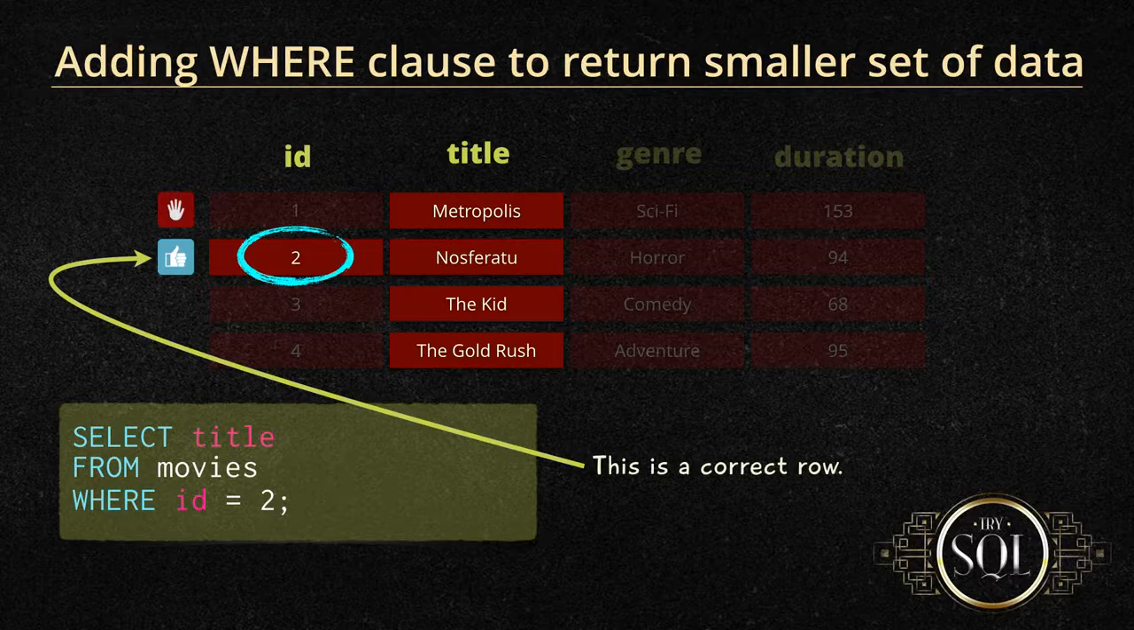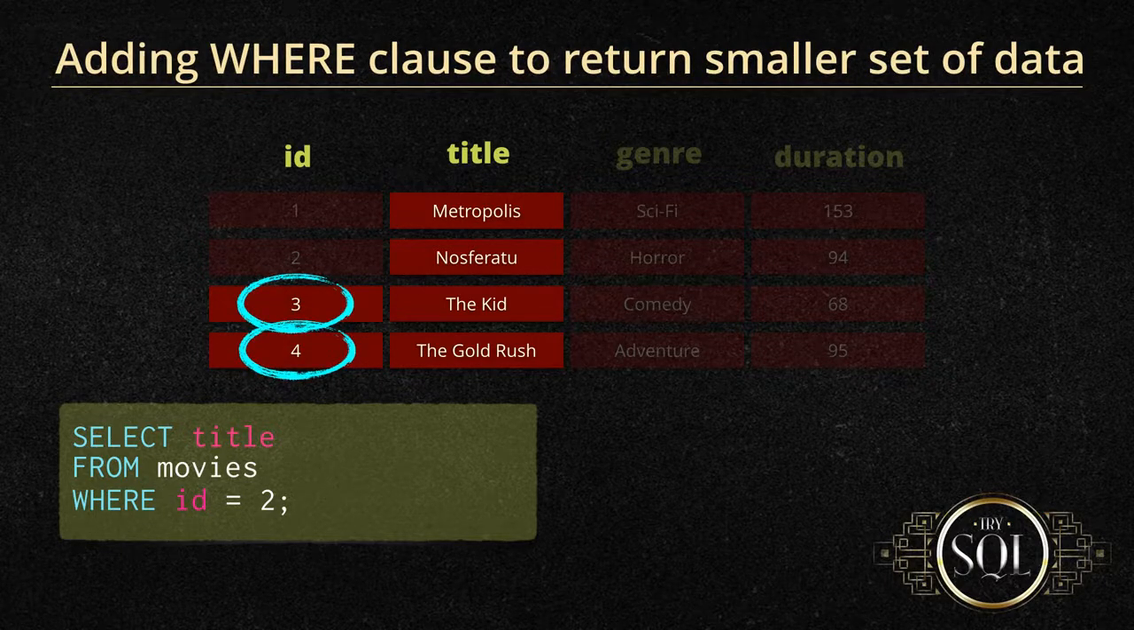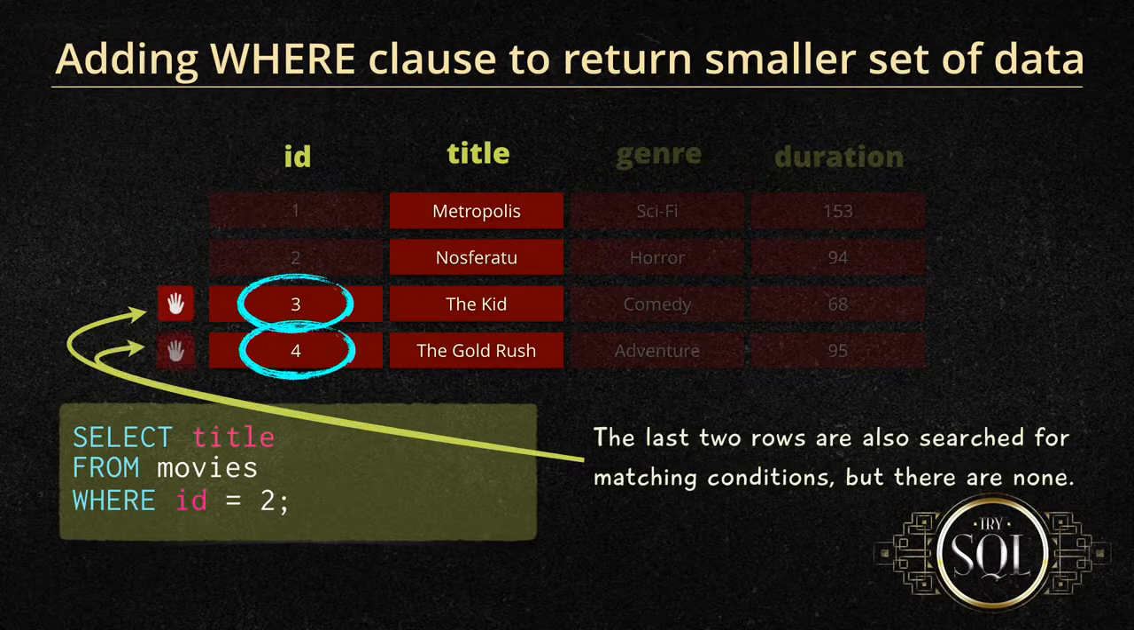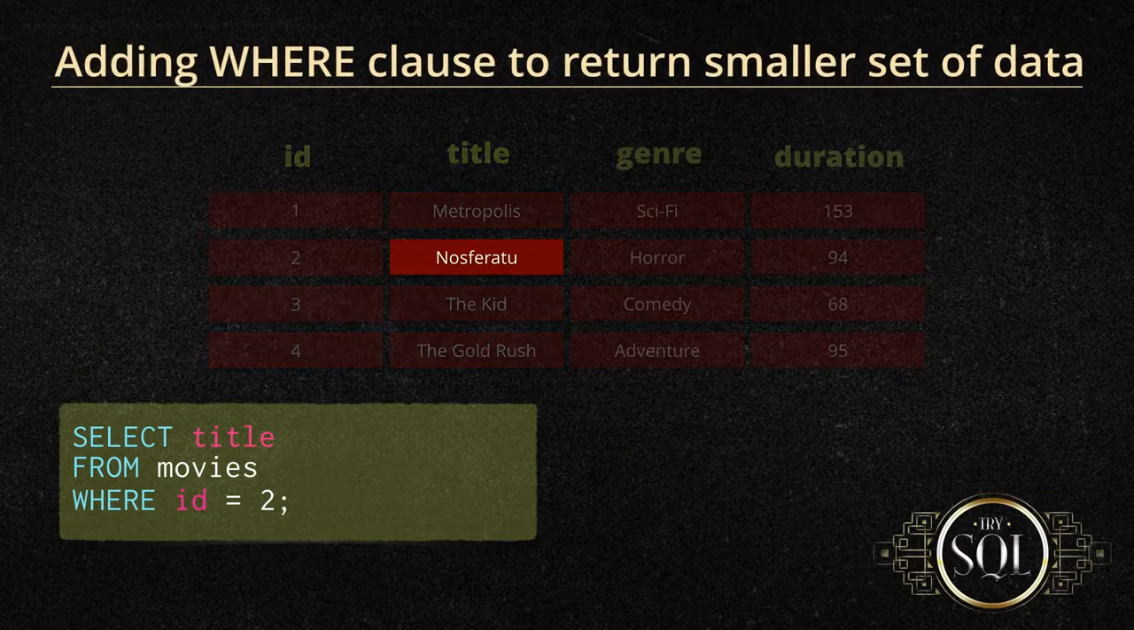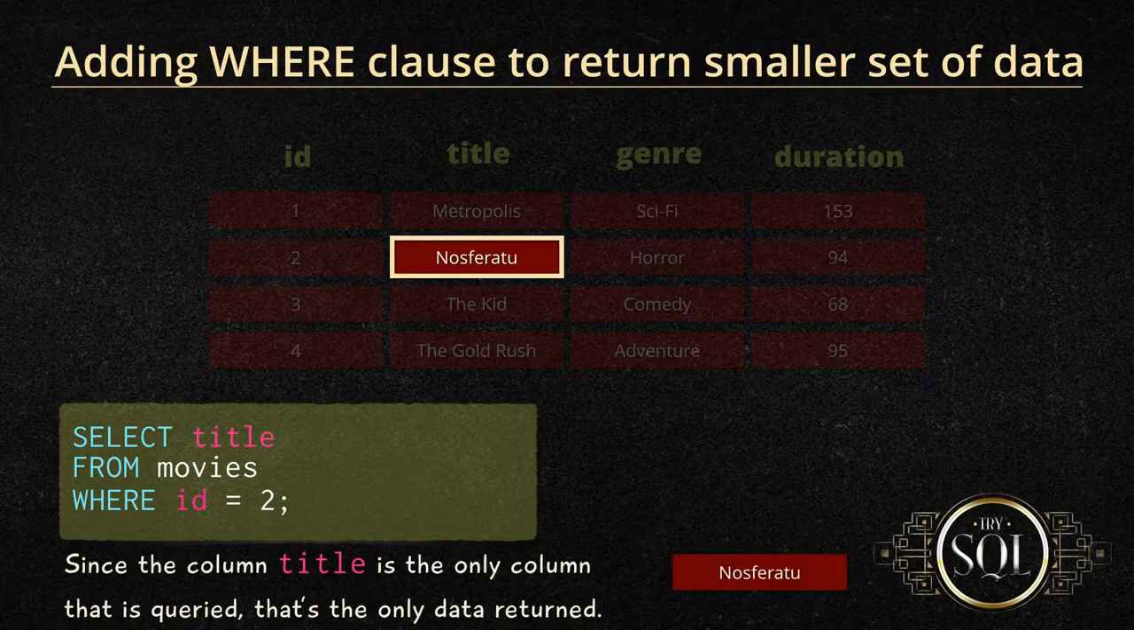If we find a row that meets all the conditions of our where clause, the database will pull that row and get it ready for returning. But it's not done searching yet. So we found one correct row, but the database doesn't know if there are any other rows with that ID. So the last two rows are also searched for matching conditions. Turns out though that there aren't any. So now with the search complete, we find that the cell that contains Nosferatu is the data that we're looking for. And since we are only selecting one column, which is title, then only the data from that column is returned.